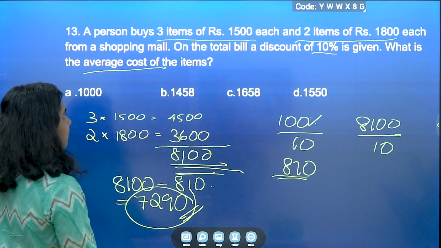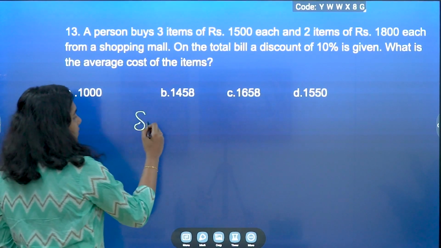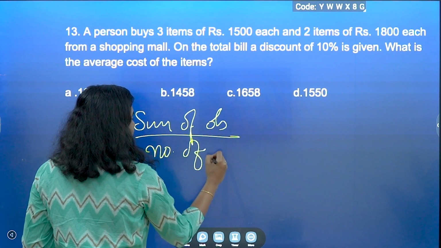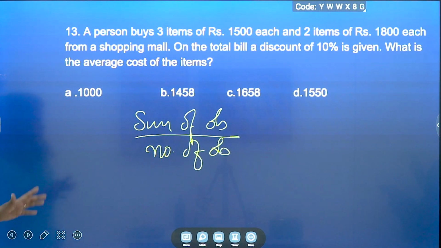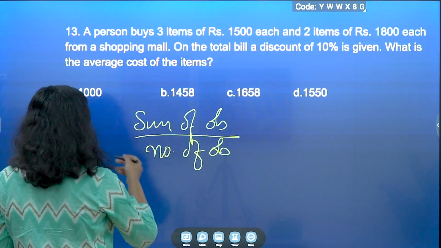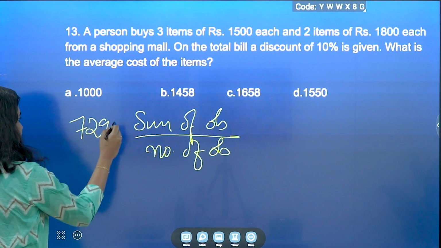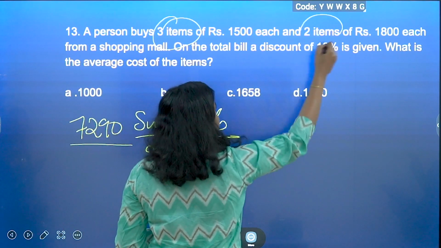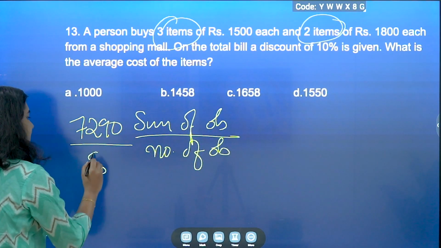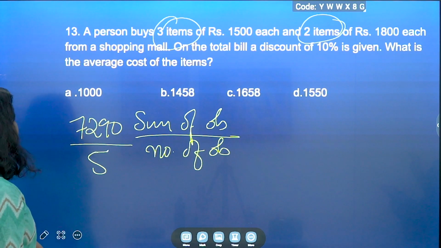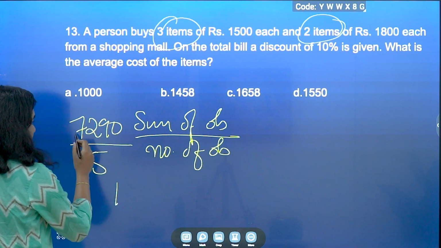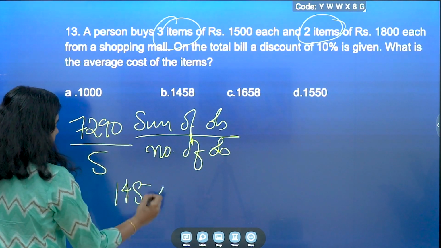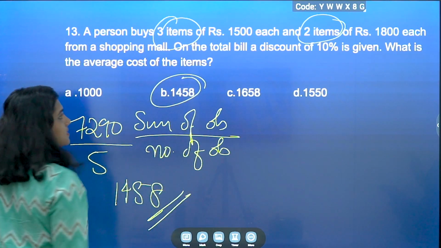So average cost means how many items were there. Average means sum of the observations divided by number of observations, right? So here our sum was 7290, and the number of observations is, there were first 3 items, then 2 items. So 3 plus 2 is 5, right? So 7290 divided by 5 gives 1458. Option B is the answer.